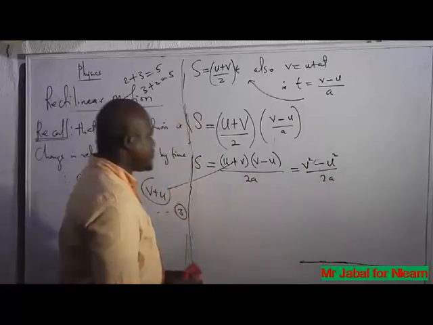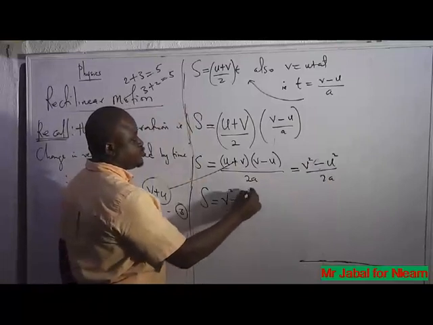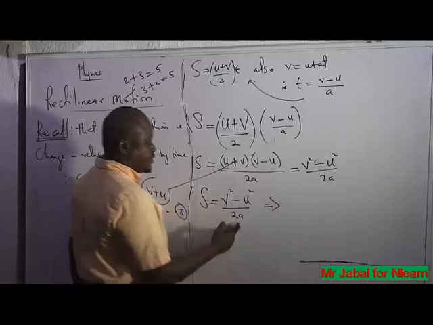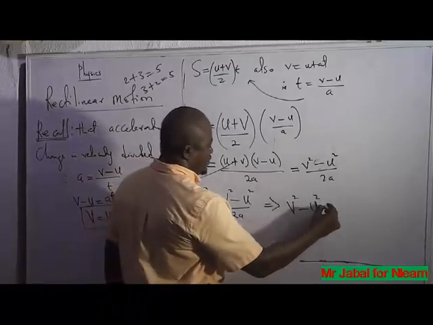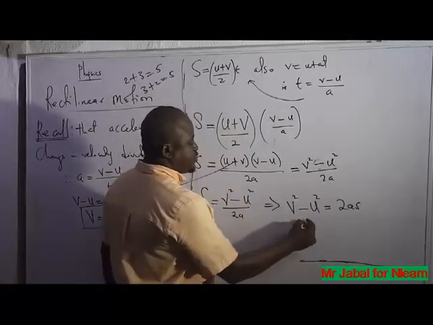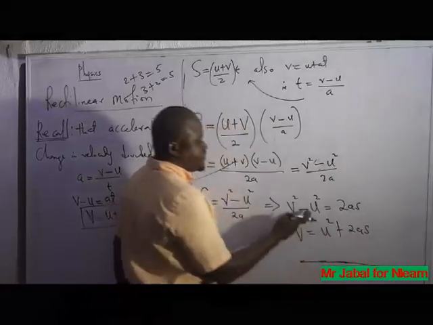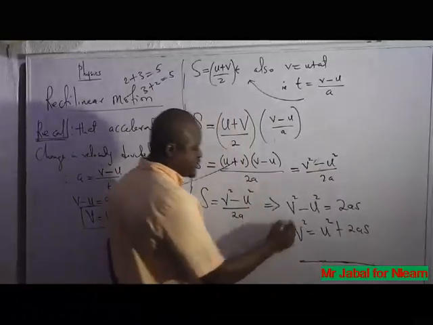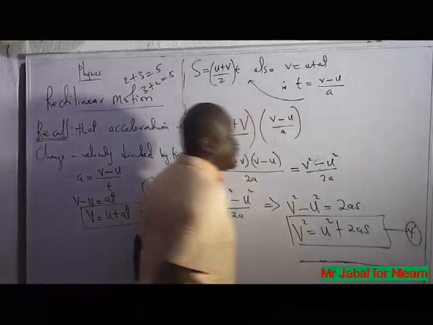So U plus V, V minus U, difference of two squares gives you this value. So automatically I will now have S is V squared minus U squared over 2A. If I cross multiply this, I will have V squared minus U squared is equal to 2AS. So therefore V squared is U squared plus 2AS. The reason is because this is minus; if it crosses the equality sign, it becomes positive. So this is my third equation of motion, which I will name 4.